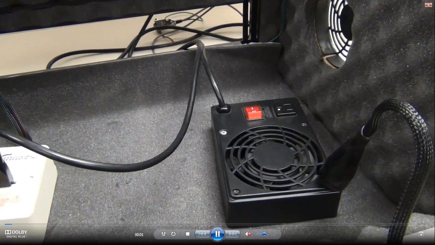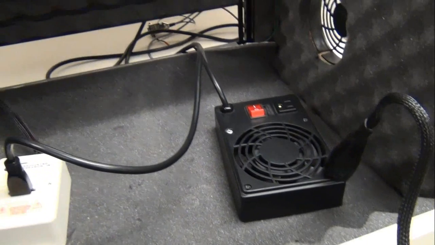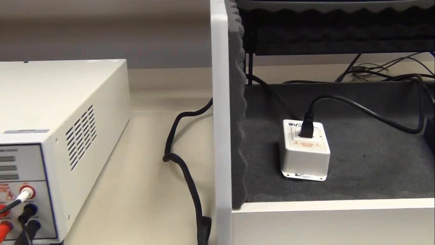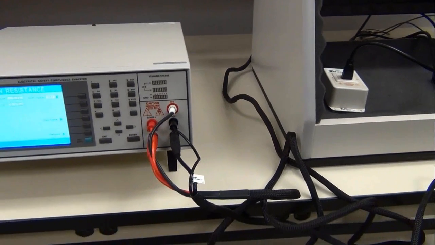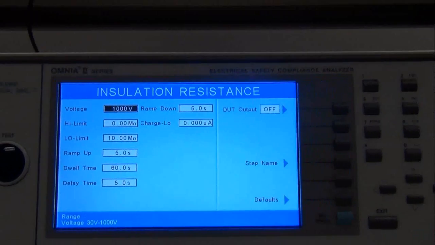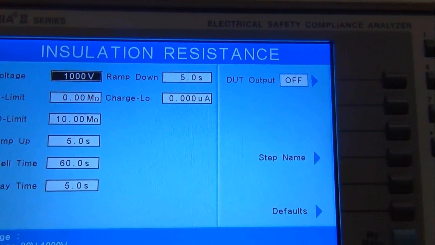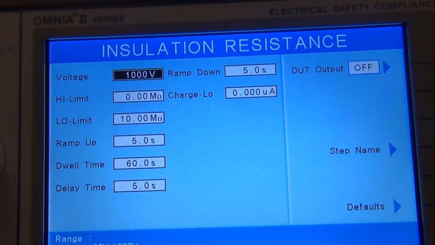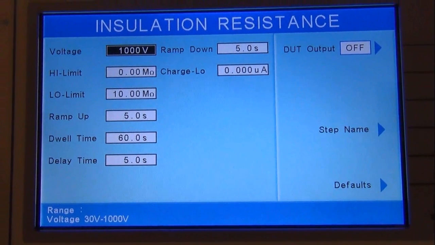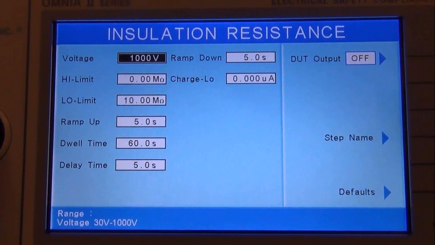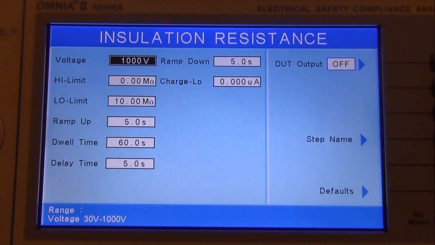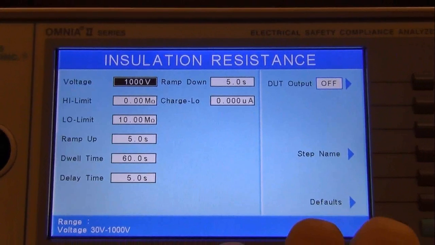So what we're testing here is a simple fan that's used at soldering stations, and we're connected through a bunch of different cables. As you can see, that's where the high voltage is going to be output. We're going to set our test at 1,000 volts with a high limit. We're not worried about the high limit here, but what's important in an insulation resistance test is the low limit, because we want the insulation of our product to be at least some value, which may be called out by the standard or by the manufacturer of the product.